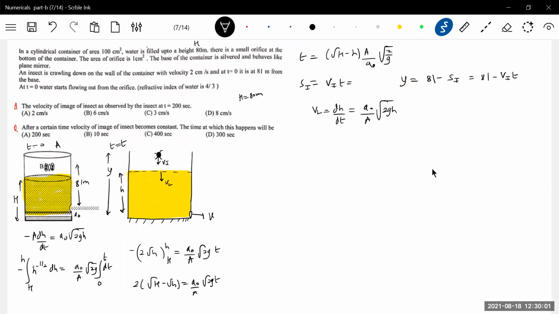Velocity of insect 2 centimeter per second. The time is what you calculate. That has to be substituted. You know velocity of insect. How much it is? 2 centimeter per second. Okay, we got everything now. Now the velocity of image of insect as observed by the insect at again, what is this everything now?